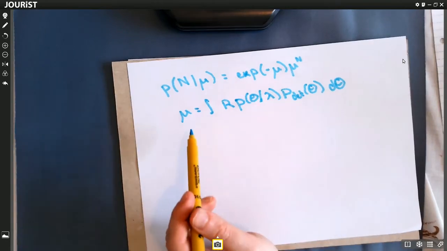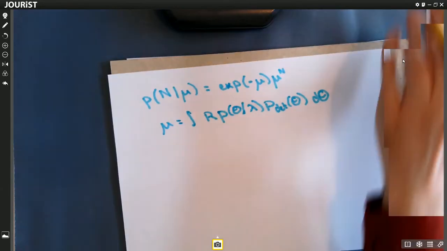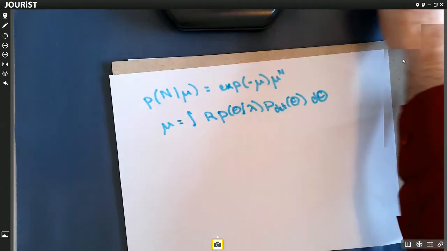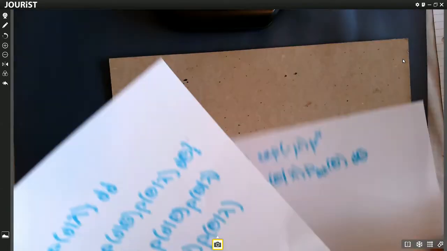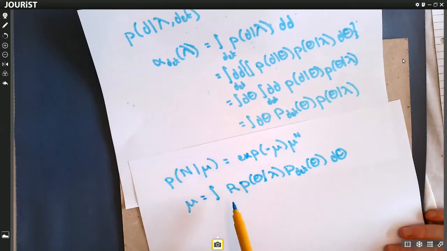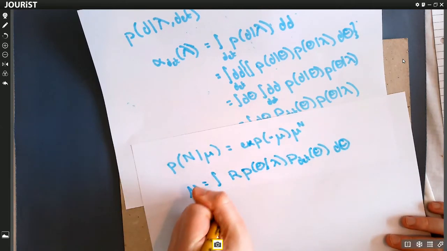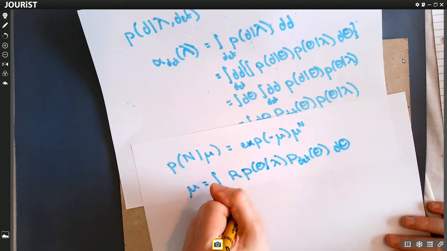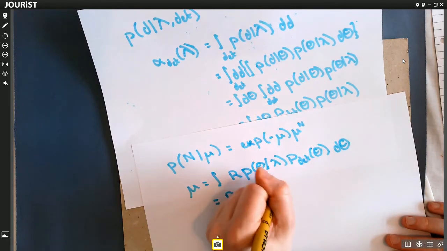Expected number of events. This we might recognize as something we've seen before. This value for mu is just the same as alpha, except we've multiplied by an extra factor of r, this normalization constant that gives us the total rate. So our expected number of detections is just the rate times alpha in this particular model.